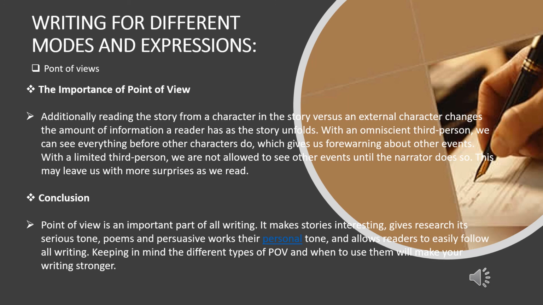Additionally, reading the story from a character in the story versus an external character changes the amount of information a reader has as the story unfolds. With an omniscient third person, we can see everything before other characters do, which gives us forewarning about other events. With a limited third person, we are not allowed to see other events until the narrator does so. This may leave us with more surprises as we read.